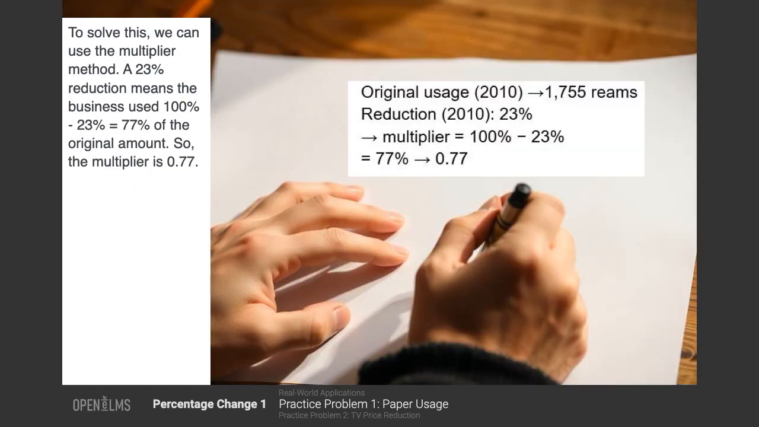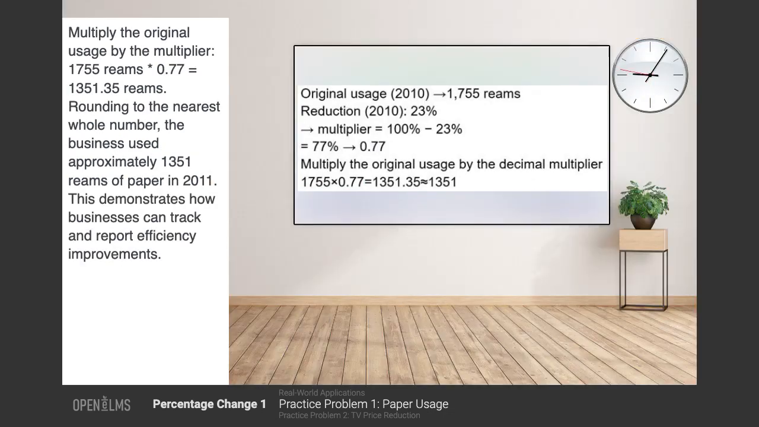To solve this, we can use the multiplier method. A 23% reduction means the business used 100% minus 23% equals 77% of the original amount. So, the multiplier is 0.77. Multiply the original usage by the multiplier. 1,755 reams times 0.77 equals 1,351.35 reams. Rounding to the nearest whole number, the business used approximately 1,351 reams of paper in 2011. This demonstrates how businesses can track and report efficiency improvements.